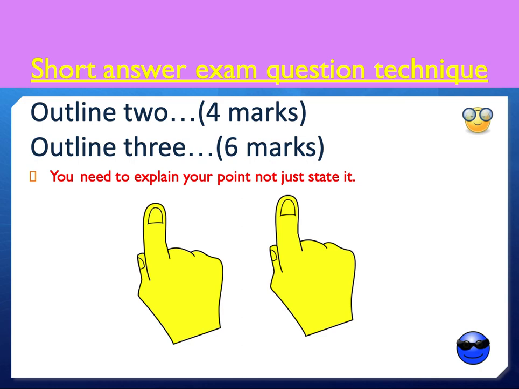If you were asked to outline 2 reasons and you gave 3, the examiner would mark positively, meaning that if 2 of your 3 were correct, you would still gain full marks.